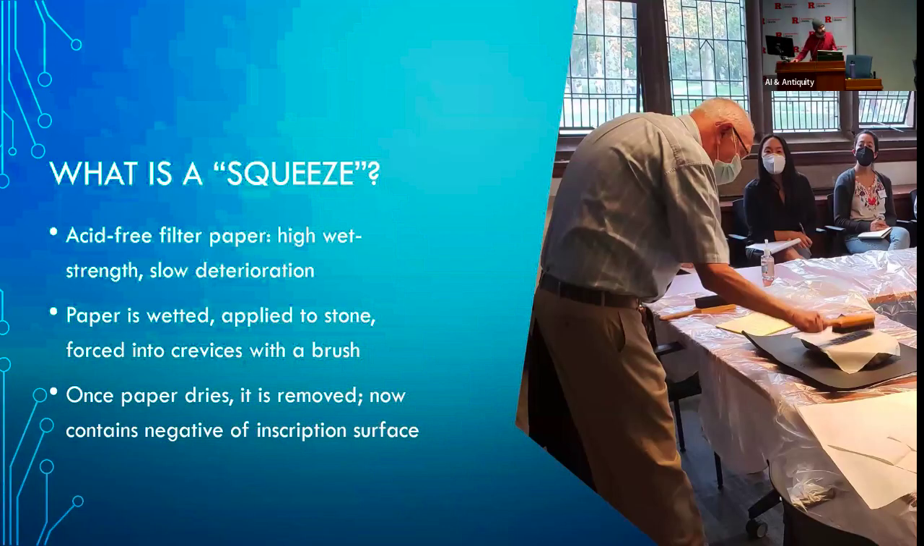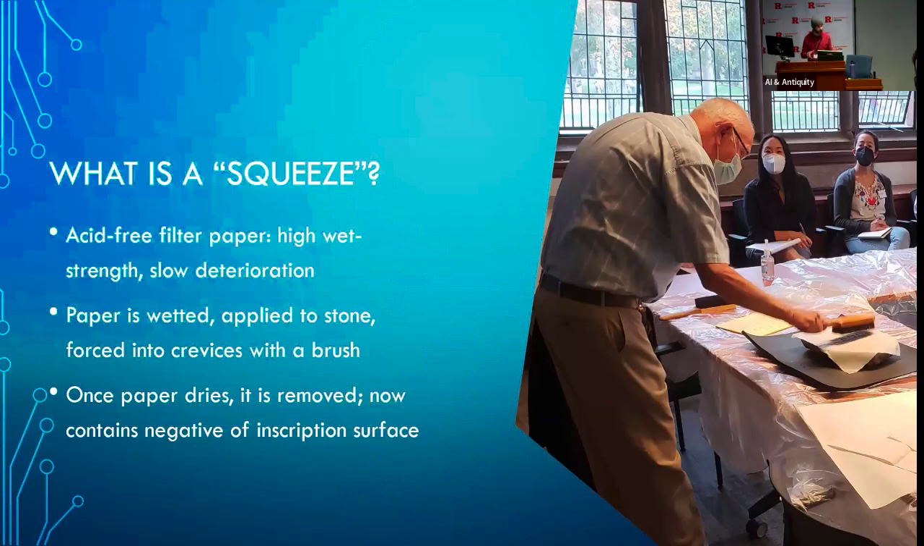So a squeeze is basically a paper negative or impression, which can be of any textured surface, but in this context, we're talking about a squeeze being an impression of an inscription, a text carved into some other material, whether it's stone or metal or what have you.